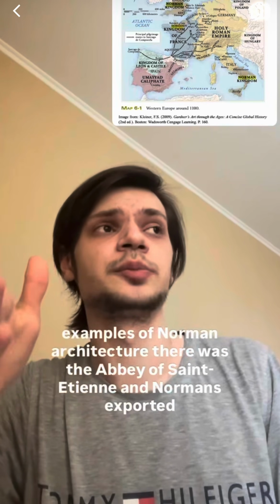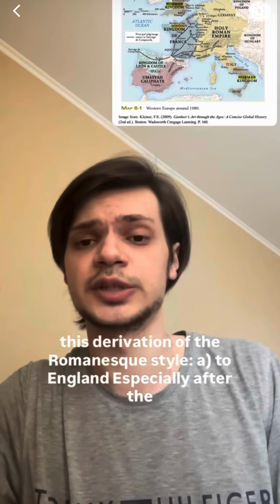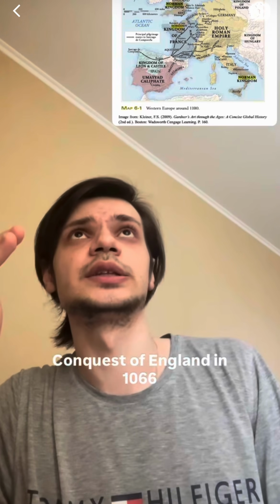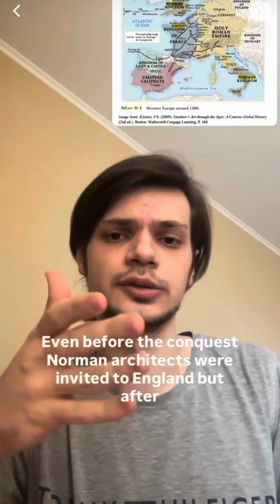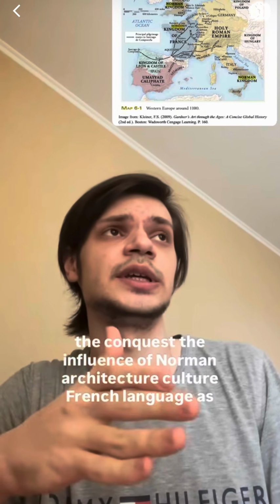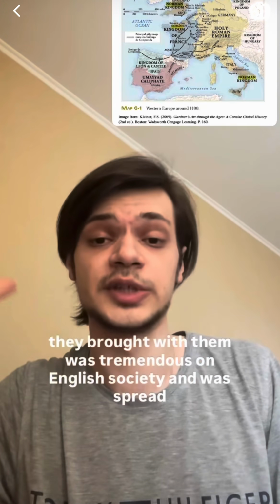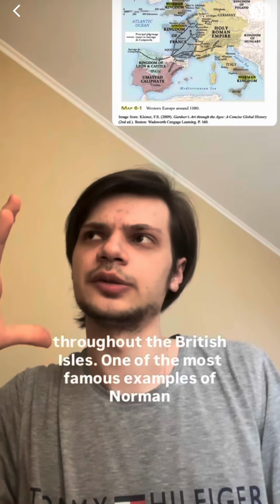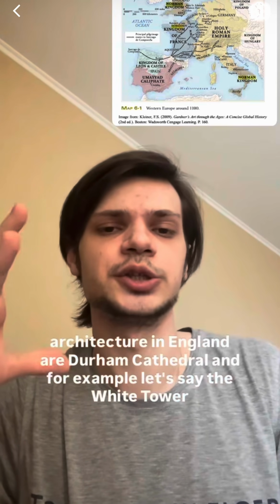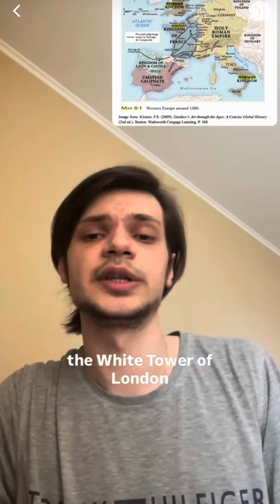And Normans exported this derivation of the Romanesque style to England, especially after the conquest of England in 1066. Even before the conquest, Norman architects were invited to England, but after the conquest, the influence of Norman architecture and culture, and the French language which they brought with them, was tremendous on English society and was spread throughout the British Isles. And one of the most famous examples of Norman architecture in England are Durham Cathedral, for example, and, let's say, the White Tower of London.